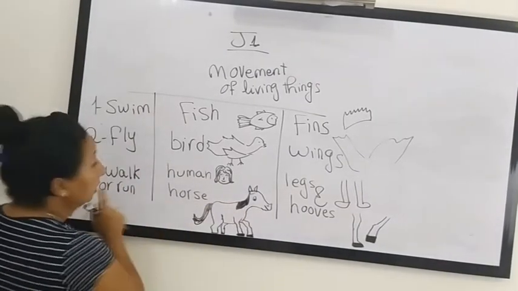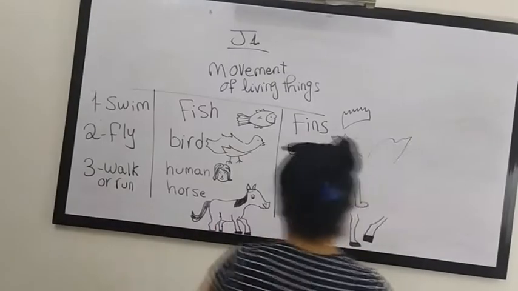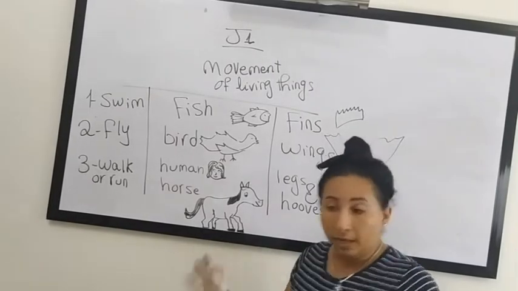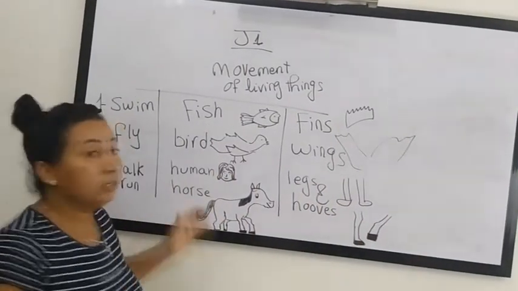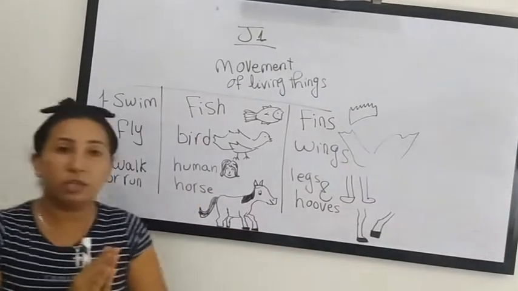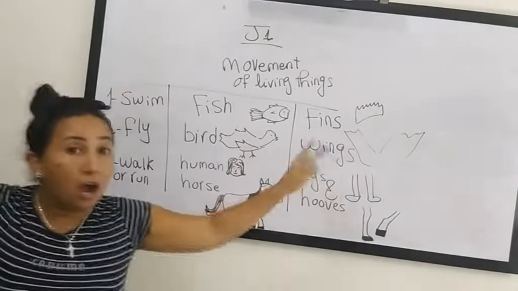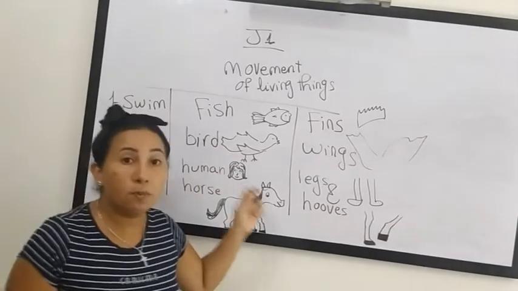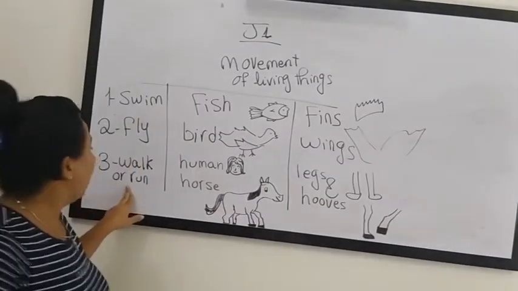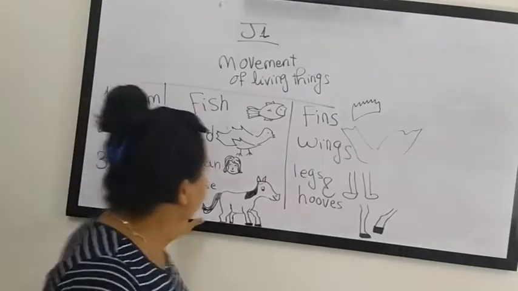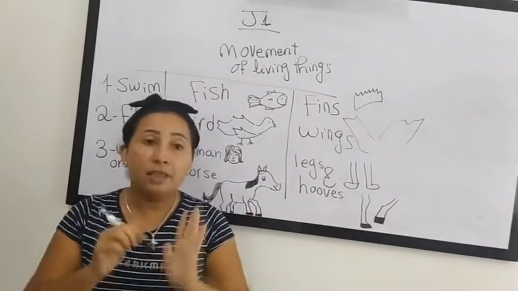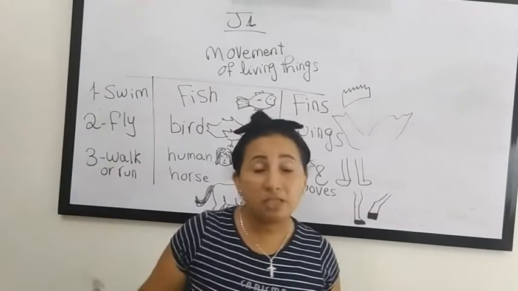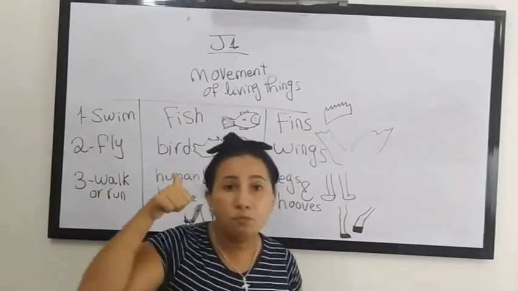The horse can run. This horse can run using its hooves. Hooves help the horse to run. So living things can swim, just like fish using their fins, and fly, just like birds using their wings, walk, as humans do using their legs, and run, just like horses using their hooves. That was the movement of living things. We will study other properties of living things, but the first one is moving.